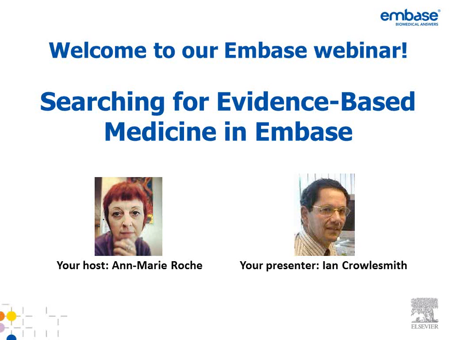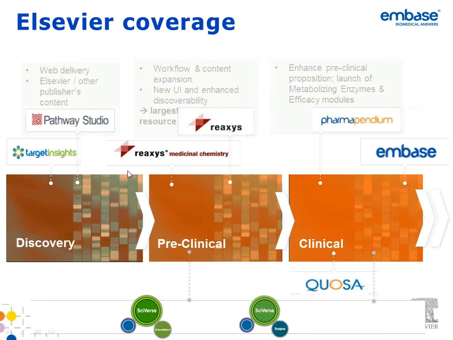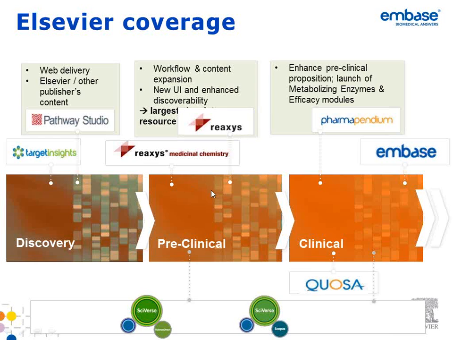Today Ian's going to focus on case studies, highlighting the ways in which different levels of evidence can be identified in Embase. And he'll show you a number of techniques which can help you optimize your searches when you're carrying out a systematic review. Before we get started, I'd just very briefly like to put Embase into context.